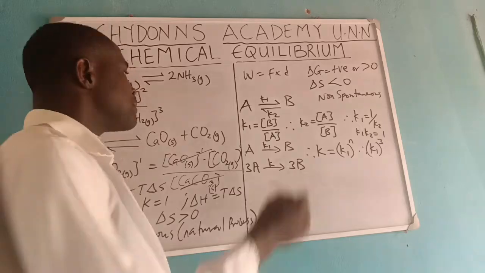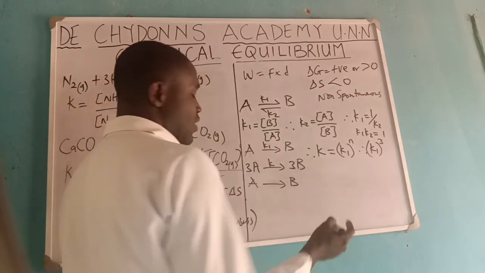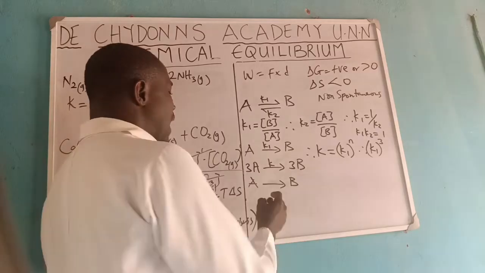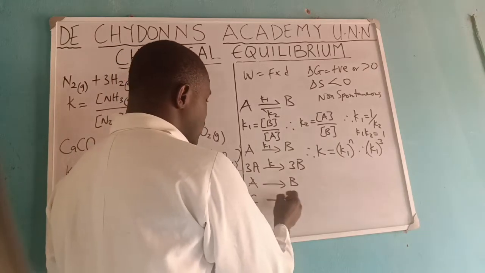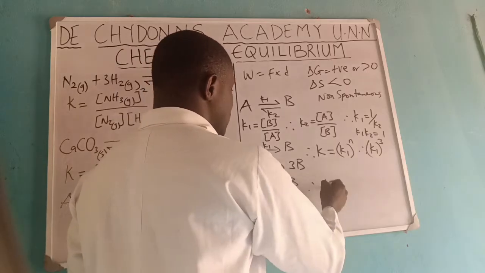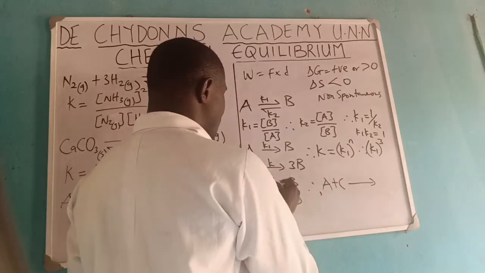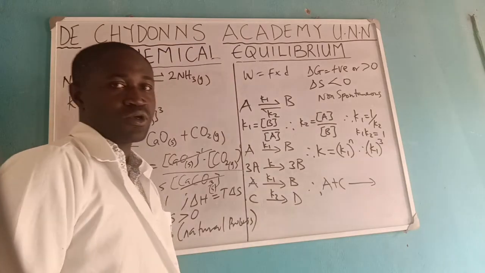Are you getting it? Now, when you have this, another scenario, and you are having C to give you D. It then means that if you are adding them, this is your K1 and this is your K2. Are you getting it?